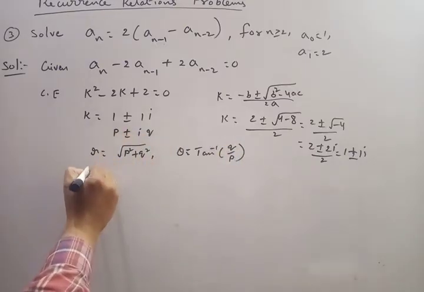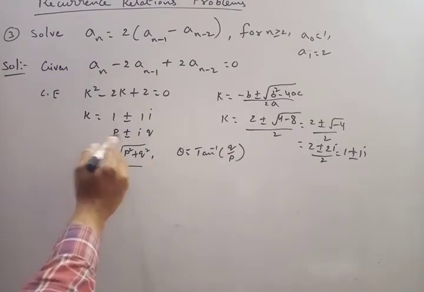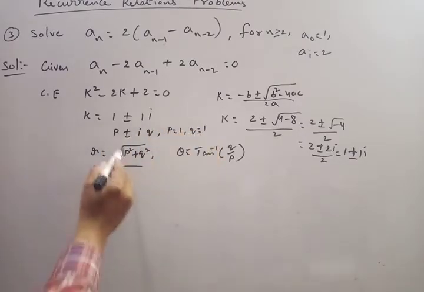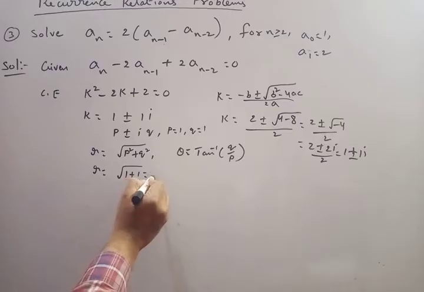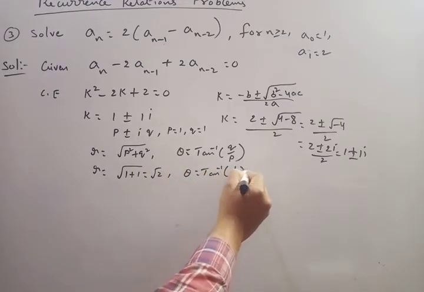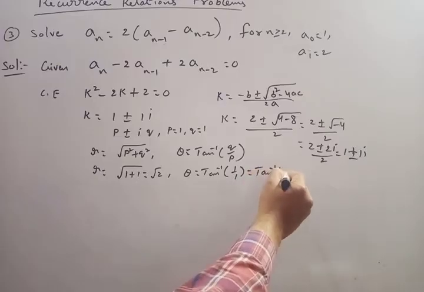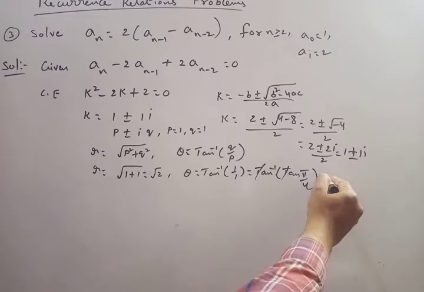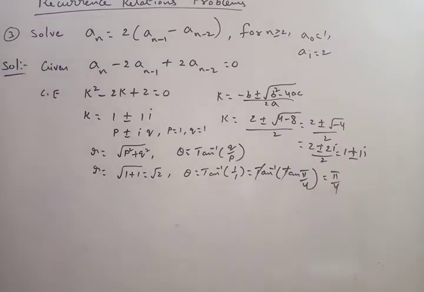Why do we need r and theta? I will tell you. r is equal to square root of p square plus q square. So p is equal to 1, q is equal to 1. So 1 square is 1, 1 square is 1, r is root 2, ma. Theta is equal to tan inverse of 1 by 1. Tan inverse 1 is how much, ma? Tan pi by 4. Tan inverse and tan get cancelled. Theta is what? Pi by 4.